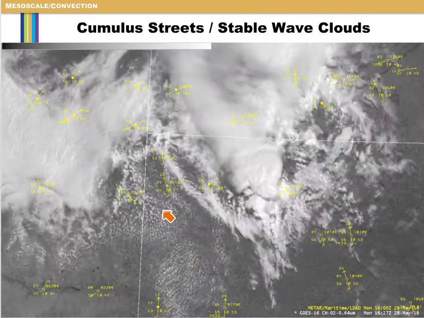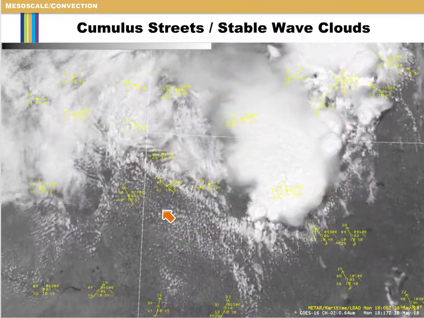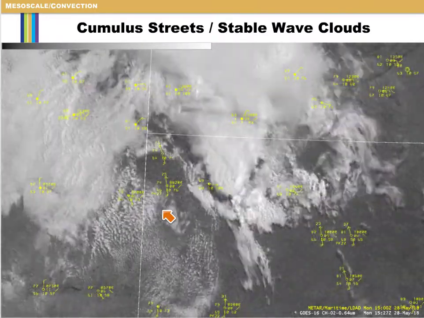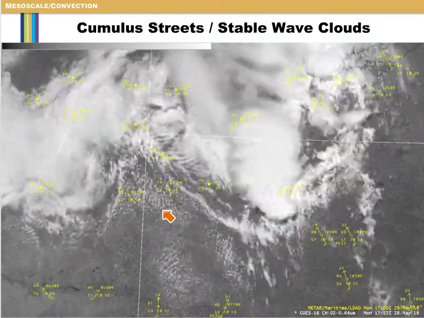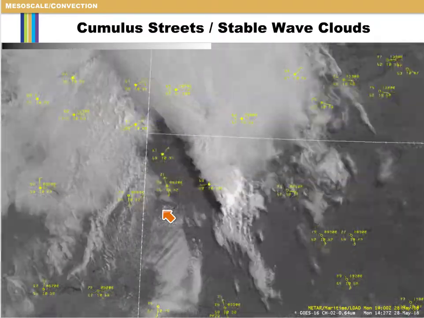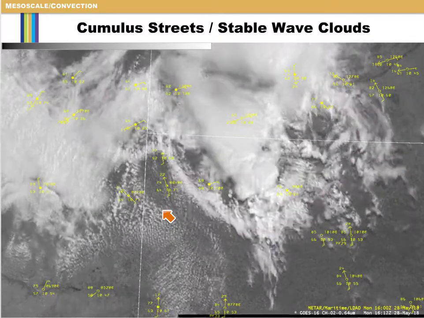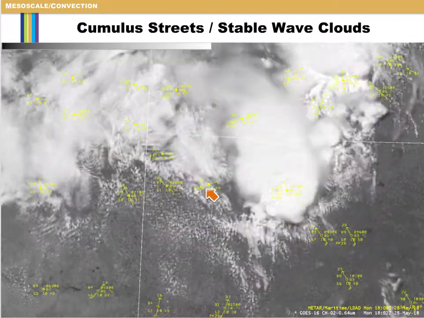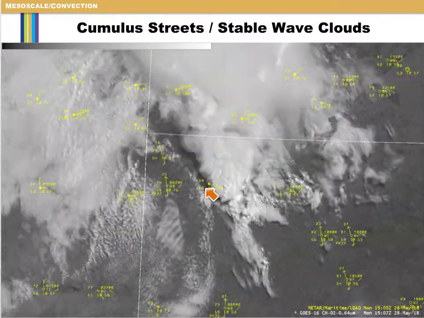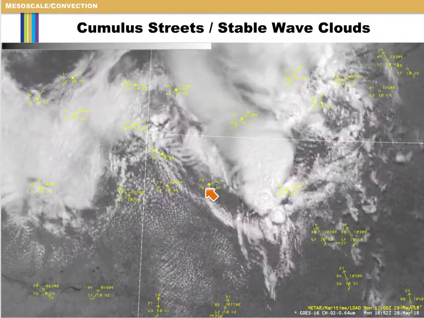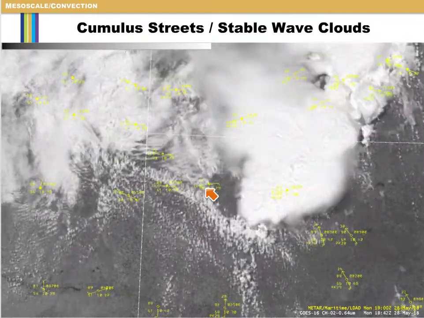Utilize surface observations in tandem with visible satellite imagery to determine where different air masses exist and monitor any boundaries for potential convective initiation. The boundary between the cumulus lines and the stable wave clouds is a common place to find convective initiation.